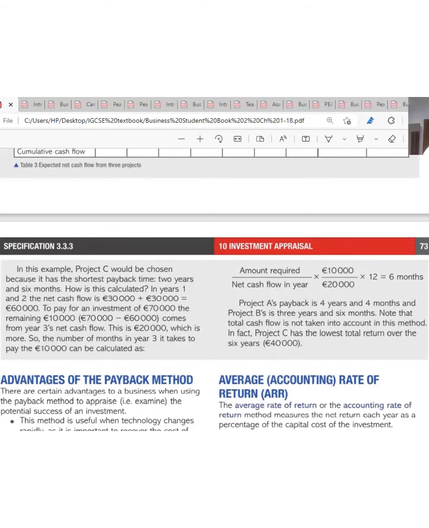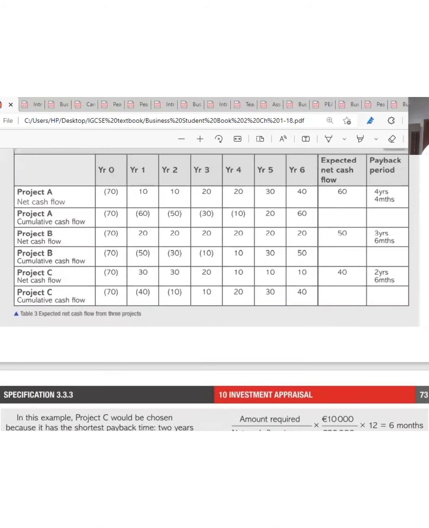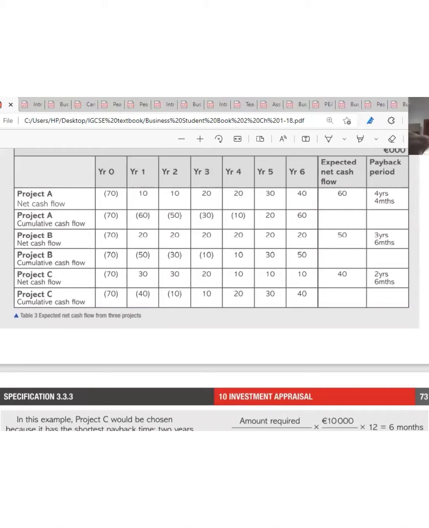During this investment appraisal, a manager would have evaluated project A, project B, and project C. Because we are using the payback period here, some businesses might not evaluate using the payback period. They might use accounting return. There are different methods, like I told you earlier.